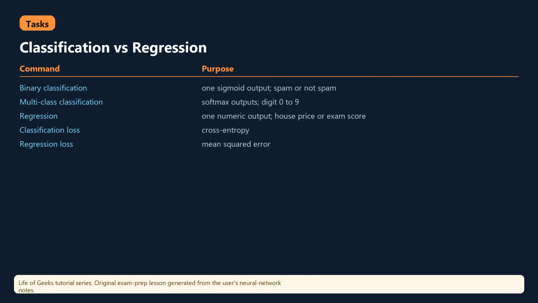Regression predicts a continuous number, such as house price, temperature, or exam score. A regression neural network usually has one output neuron with no sigmoid or softmax, because the output should not be forced between 0 and 1. Its loss is often mean-squared error. Output layer and loss function are the key differences.